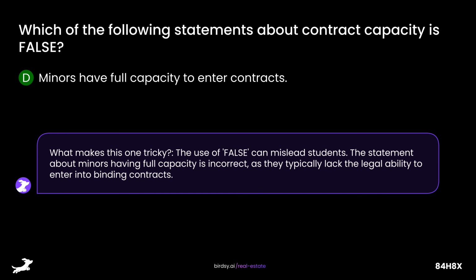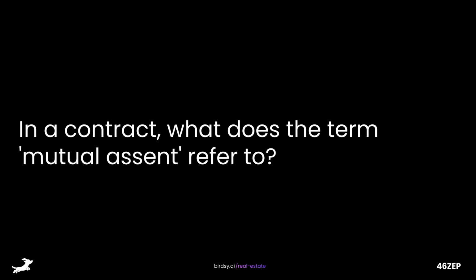What makes this one tricky? The use of false can mislead students. The statement about minors having full capacity is incorrect, as they typically lack the legal ability to enter into binding contracts. In a contract, what does the term mutual assent refer to?